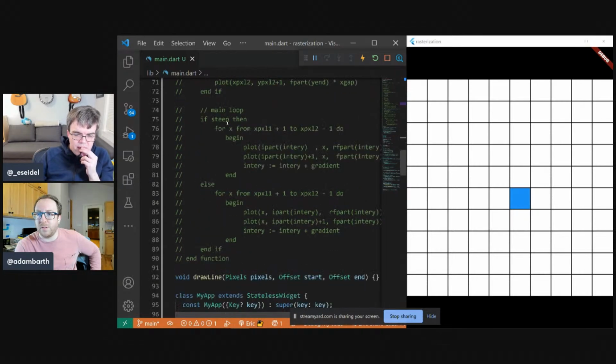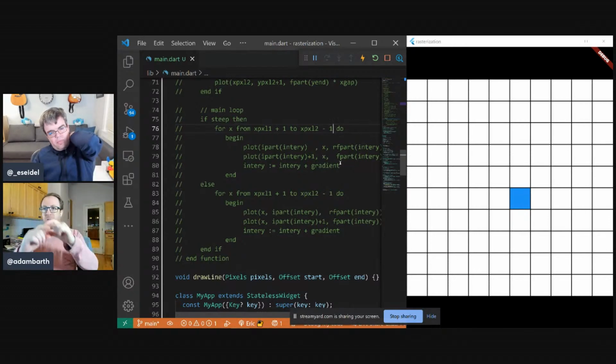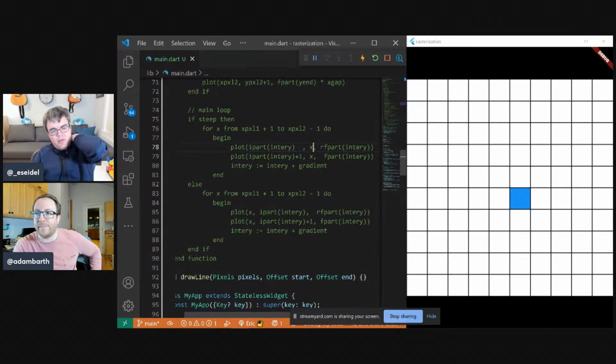And here again, we have the steep versus not steep. And then for X from pixel 1 plus 1 to pixel 2. So basically, they did the two end caps, and now they want to fill in everything in between with some generic algorithm. Right. Where we do the I part, and this is the splitting of the intensity. This is the anti-aliasing part going on. Yeah, and they're computing the Y incrementally instead of recomputing it each time, which is why I think they do the reprojection of the endpoint.